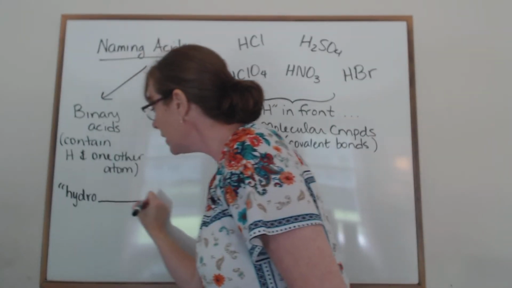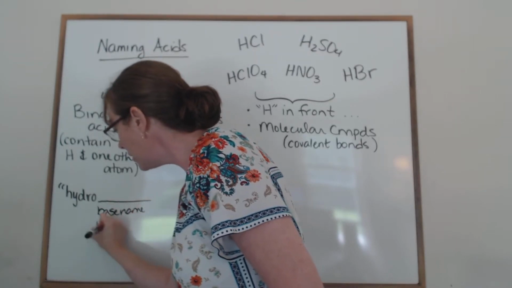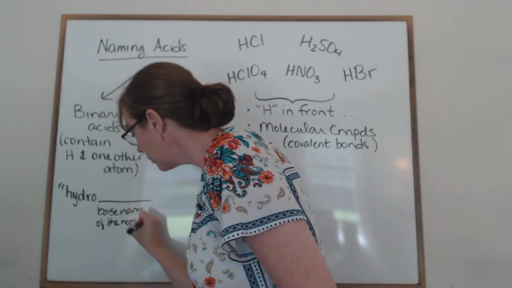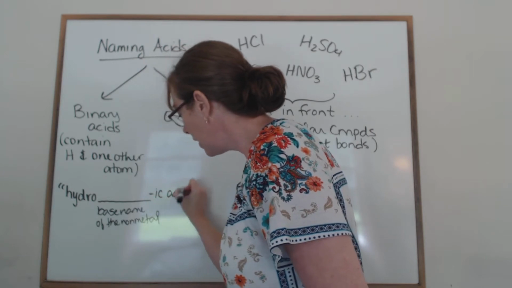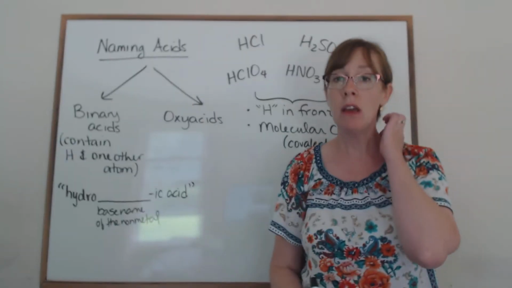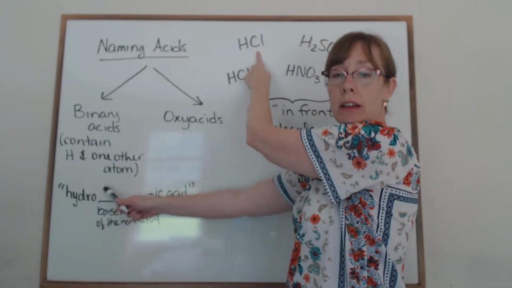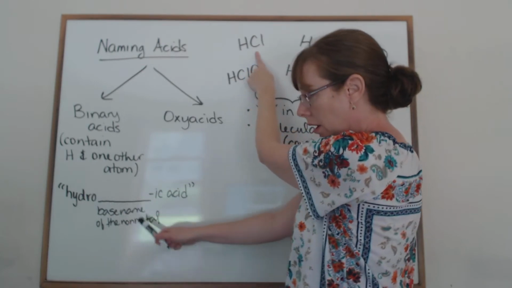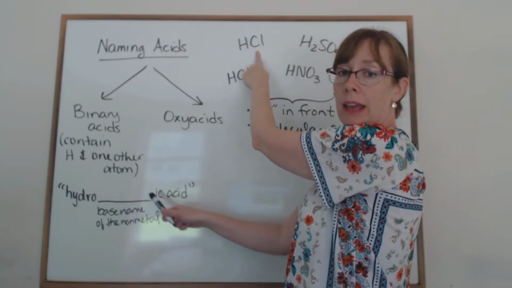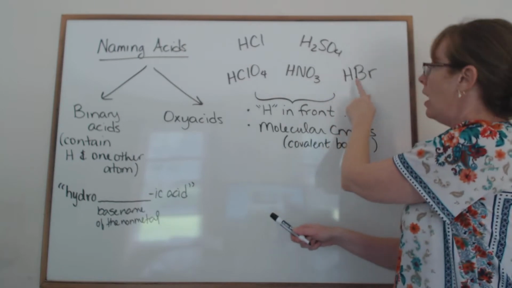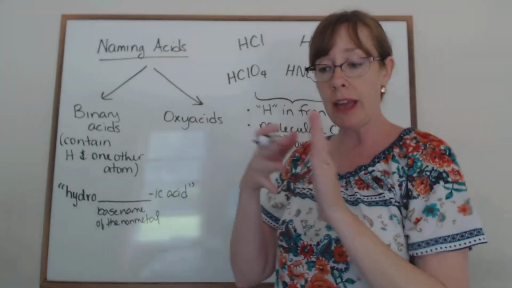And then what you're going to do is you're going to use the base name of the nonmetal. And then you add ic acid. And that is how the binary acids were all named. So for instance, that's why it is called hydro, then the base name of the nonmetal, which is always going to be a nonmetal. So hydrochlor, because of chlorine, ic acid, hydrochloric acid. Hydrobromic acid, hydrofluoric acid, hydroiodic acid.